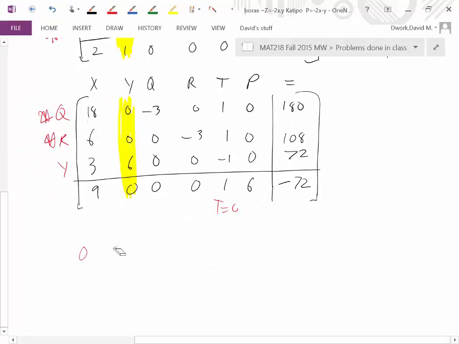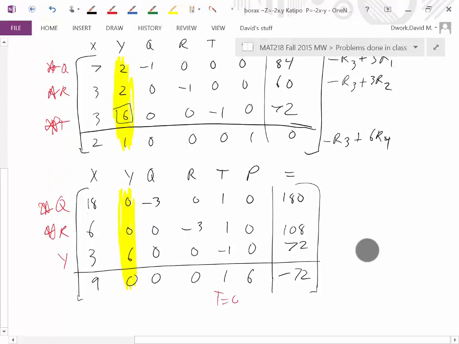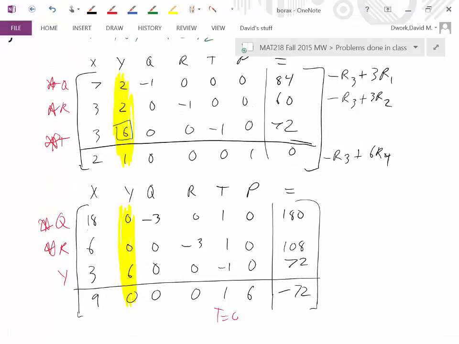All right, so next. And what you can see here, if you kind of pay attention, we're tracking q. The first row gave me q, second row gave me r, third row gave me t. In the original matrix, I pivoted in the y column of the third row, so now notice the third row is now giving me y.